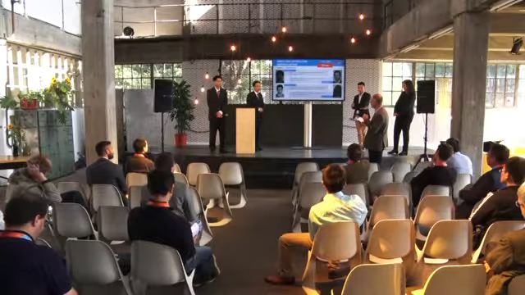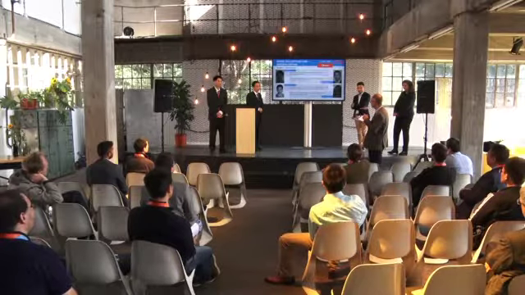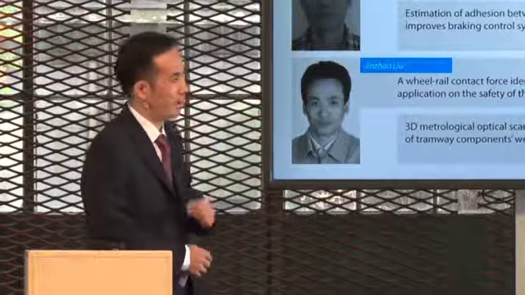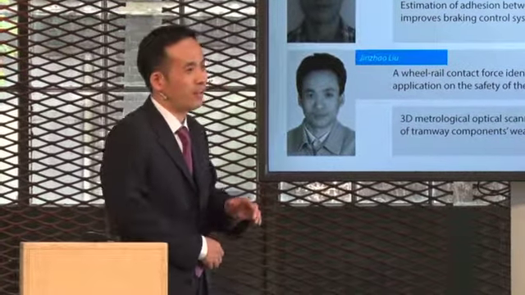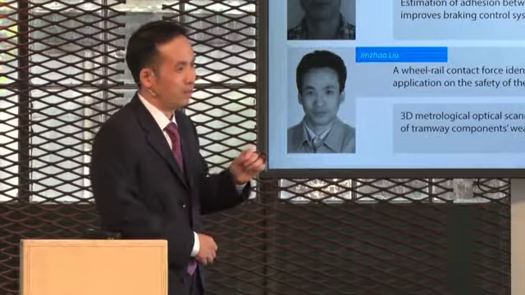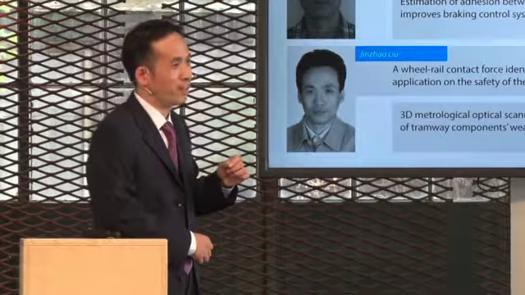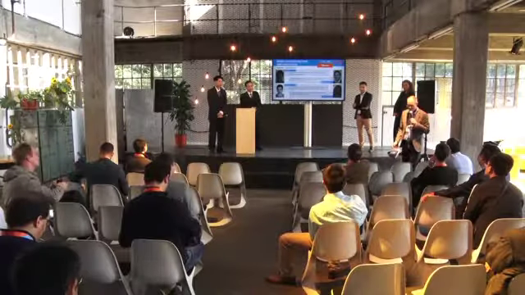A quick question to Jinjiao. You're using accelerations to identify your wheel-rail contact force. Did you consider using any other type of input, like strains or something like that? Yes, we only consider the acceleration as the input. Furthermore, we can also consider the track geometry irregularity as the input. Thank you very much.